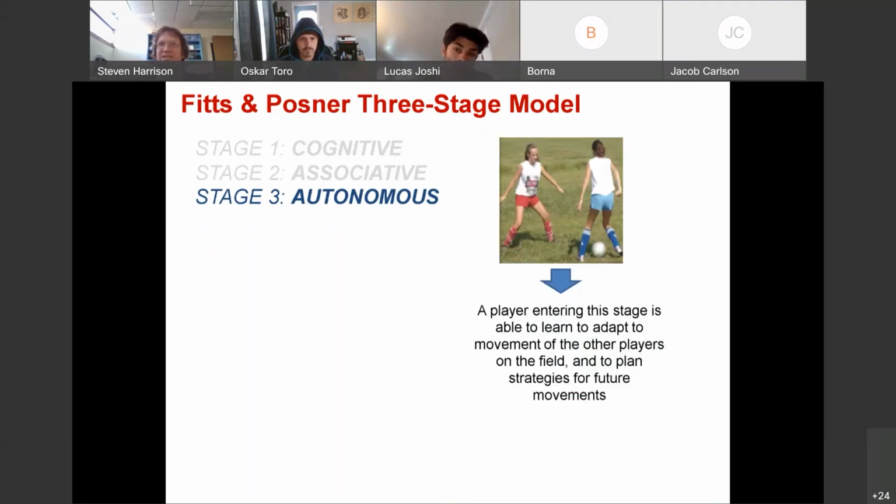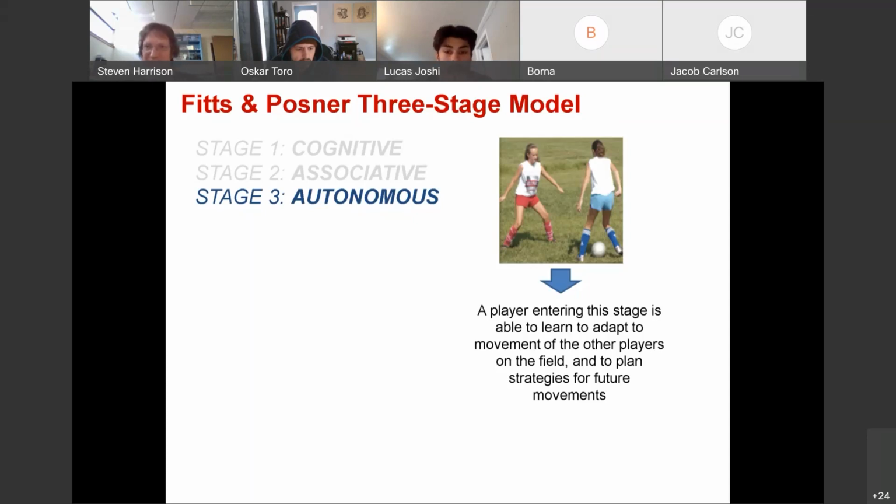Okay, so let's look at some simple examples again. A player, like a football player, we're talking about here, sorry, soccer player, entering the stage is going to be able to learn to adapt to the movement of the other players on the field. So why is this part of the autonomous stage? In the autonomous stage, you are able to perform things like making defending movements or dribbling the ball in a way where you don't have to think about the specifics of doing this.